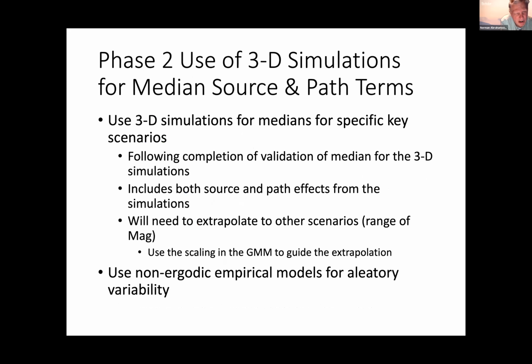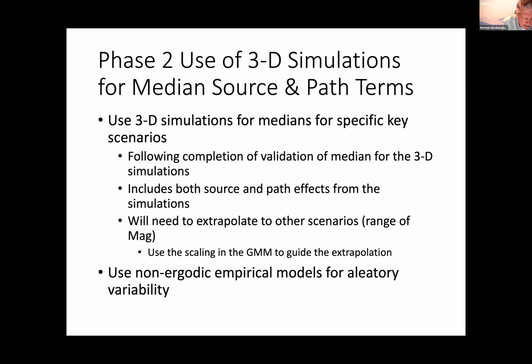Phase two, so phase one is something we should be able to do now. If we can get through an initial validation and demonstrate this is working better than the ground motion models, or as I said, no worse, we should be able to do that in the short term. Phase two is now going to use the 3D simulations all the way for the median. So I'm just now trusting both the source and the path types. And this has to get to a validation of the median for the 3D simulations. So we've got to get through that process.